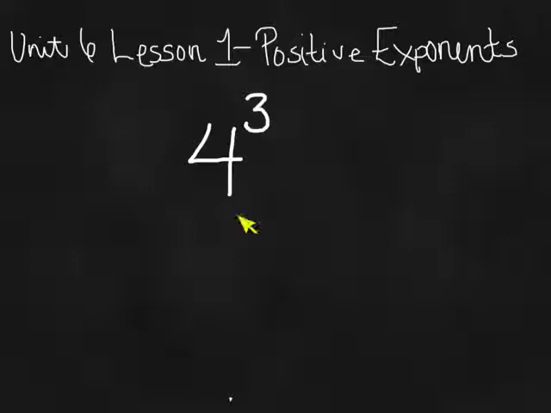I want you to take a look at these two numbers right here. Together, these two numbers are called a power. This 4 down here is actually called our base. And this 3 right here is actually called our exponent.